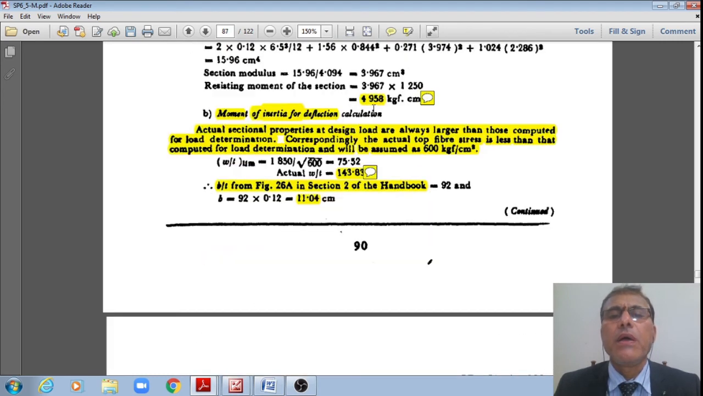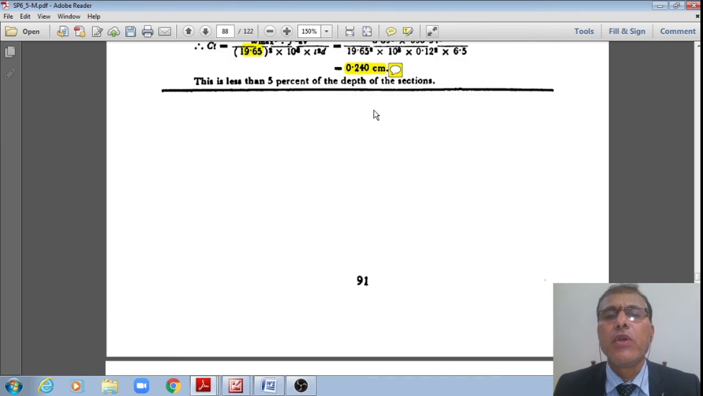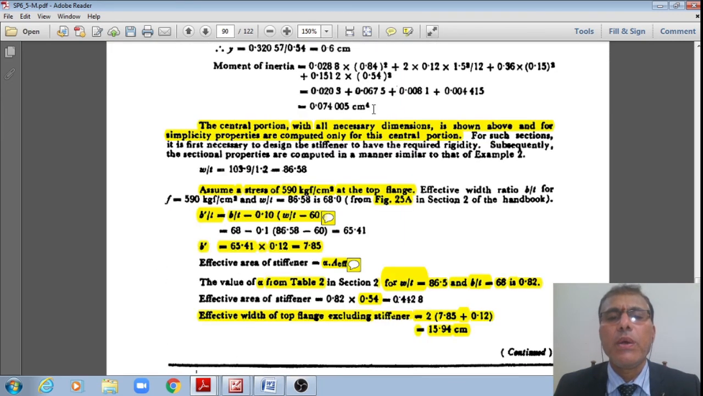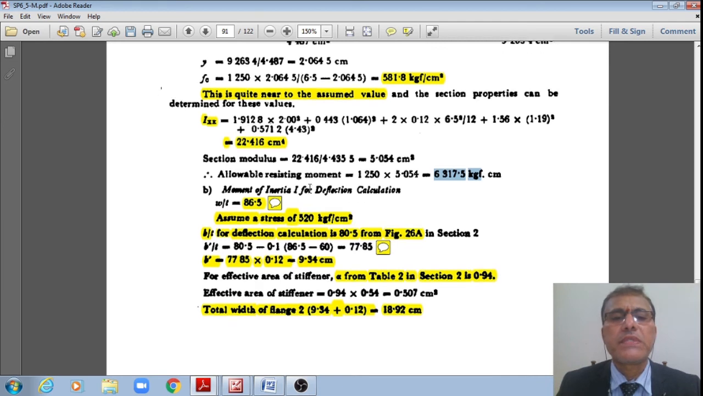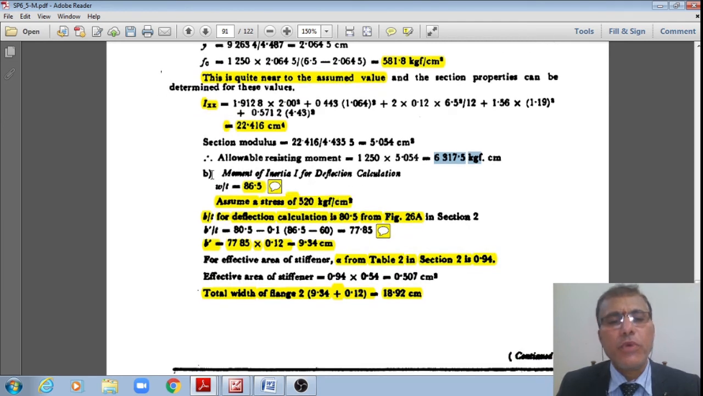For the same problem, by providing an intermediate stiffener of just 15 by 15, the moment of resistance increased from 0.4958 kilonewton meter to approximately 0.6317 kilonewton meter. There is a tremendous increase. The addition of the stiffeners will increase the amount of resistance. I hope you understood this discussion, student.